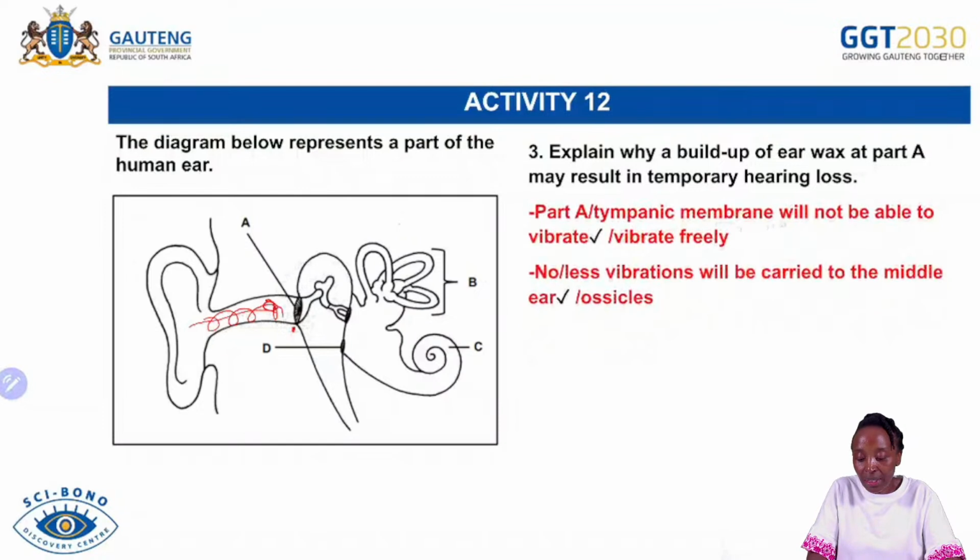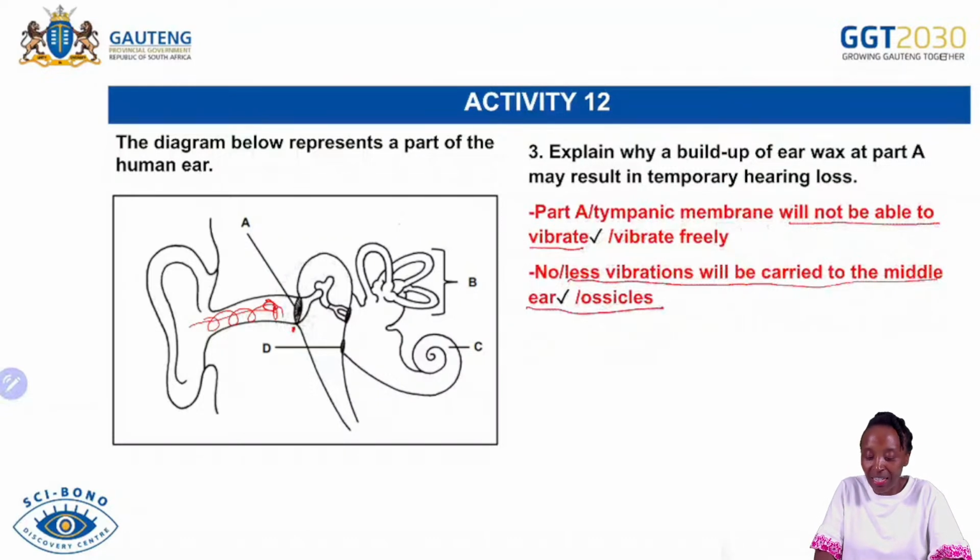So part A, the tympanic membrane, will not be able to vibrate freely. Therefore, less vibrations will be carried to the middle ear. I like this question again because it tells you what we always preach, cause and effect. So explain: it will not be able to vibrate, and if it cannot vibrate, what happens? Less vibrations will be carried to the middle ear or the ossicles.